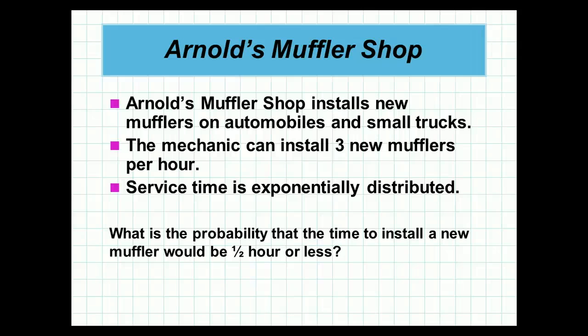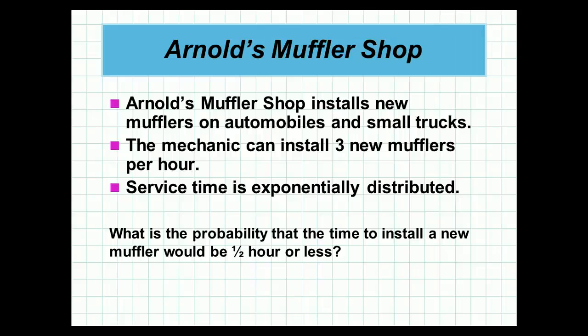And so the service time is exponentially distributed. What we want to find out in this example is the probability that the time to install is going to be less than half an hour. Normally they can do 3 an hour, so 20 minutes per install. So we want to know the probability that it would be a half hour or less.